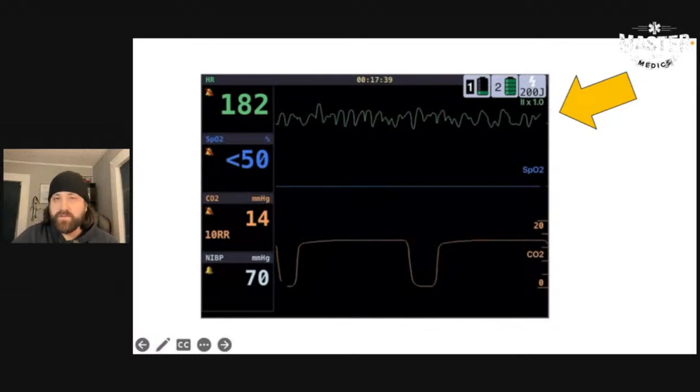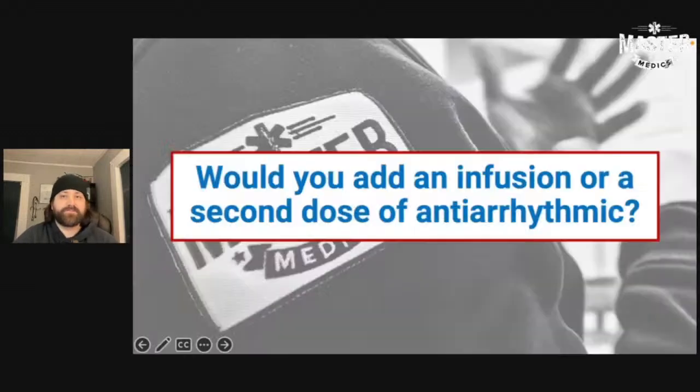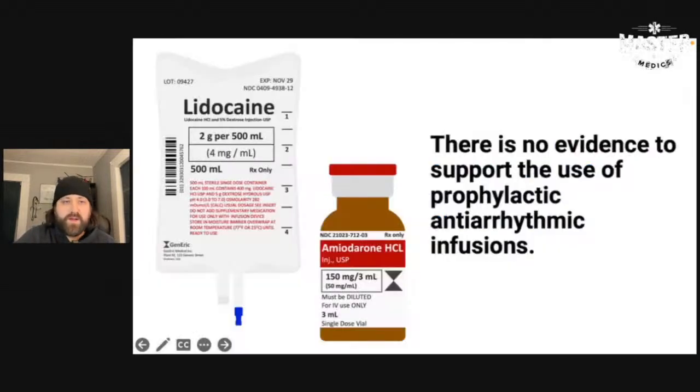Do we want to add an infusion now that we have ROSC? So another question, right? Would you add an infusion or a second dose of an antiarrhythmic? To be honest, you're going to hear conflicting things here, but you don't actually need to. You can if you want, if your protocol warrants it, but you don't have to. Generally speaking, I won't add an antiarrhythmic infusion post arrest unless I need to.